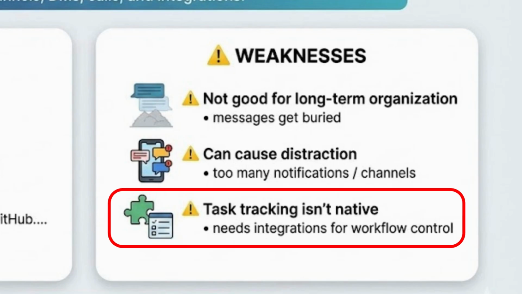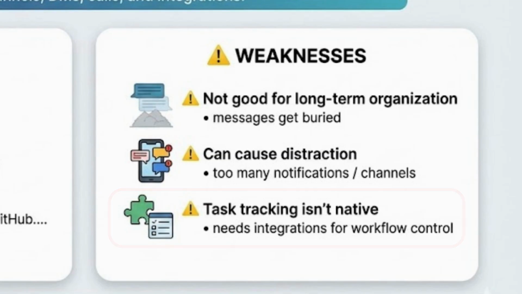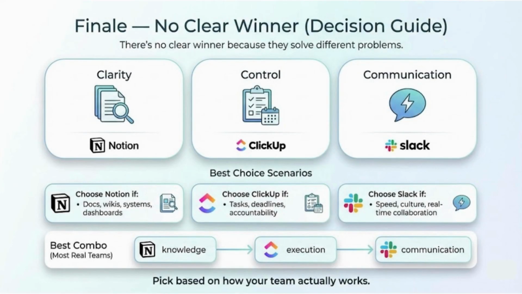Third weakness is task tracking is not native. Slack is not built for managing tasks like ClickUp. You can't properly do project timelines, sprint boards, dependencies, or detailed reports. So if a team tries to run everything purely from Slack, they usually become disorganized over time because conversation is not a workflow. So Slack needs integration or another tool to handle execution properly.